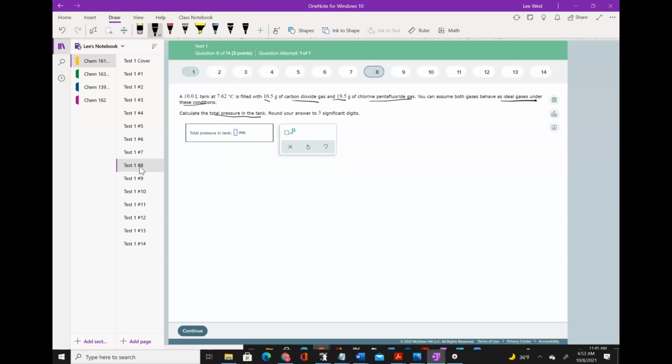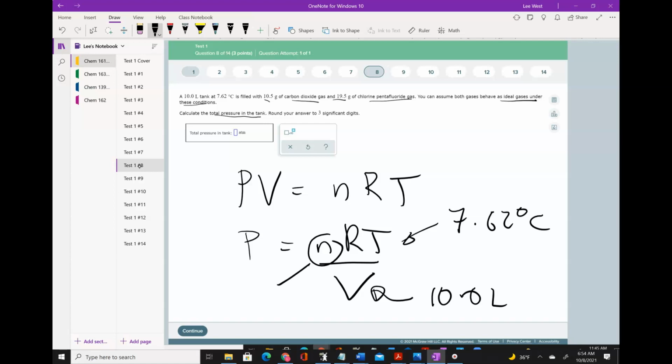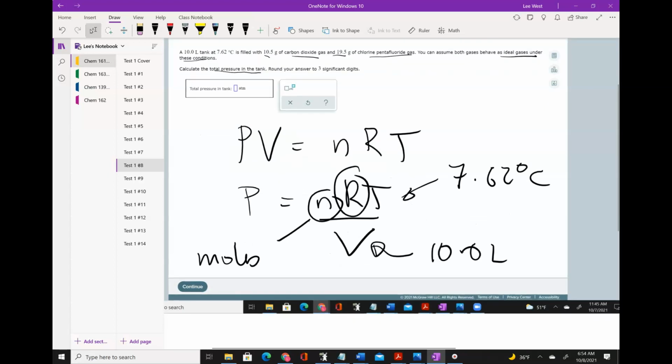So what we know is that the relationship between pressure, volume, amount, and temperature is given by the ideal gas law. We want to calculate the total pressure, which will be P. So that's just going to be nRT on V. We do have the temperature, 7.62 degrees Celsius. We have the volume, 10 litres. And what we need is the number of moles of gas there. And then we know that R is the ideal gas constant.